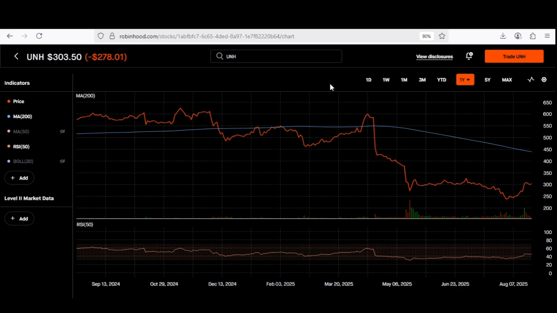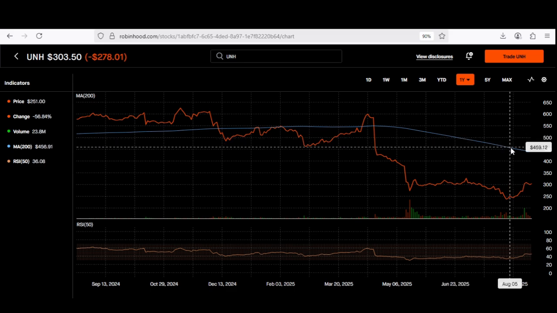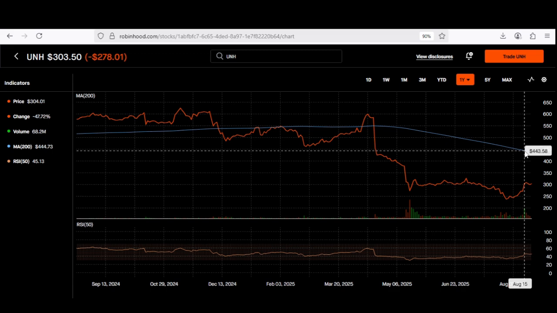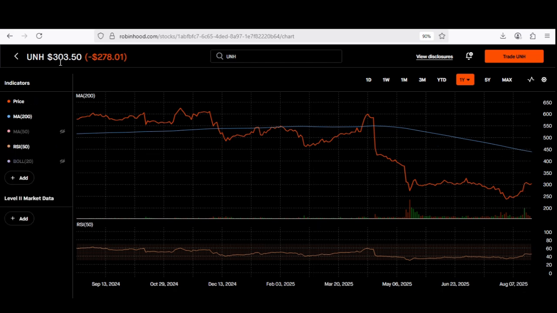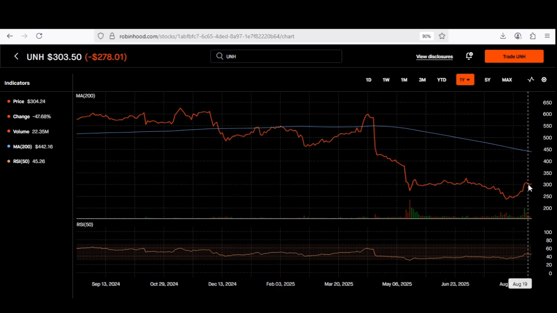So we're going to start off as usual with our blue line, which is representative of our 200-day moving average. The share price for the 200-day moving average is about $443. So what this is saying is that for the past 6 months, the average cost of the share price has been around $443. Currently, we're sitting at a share price of $303.50.